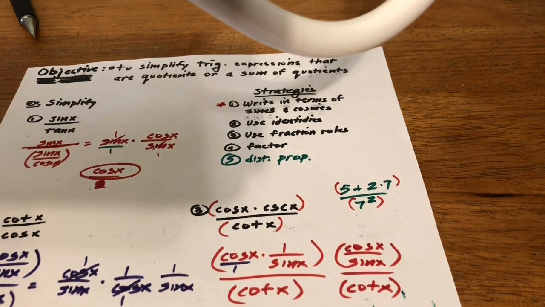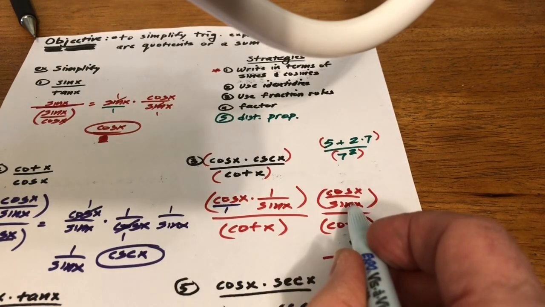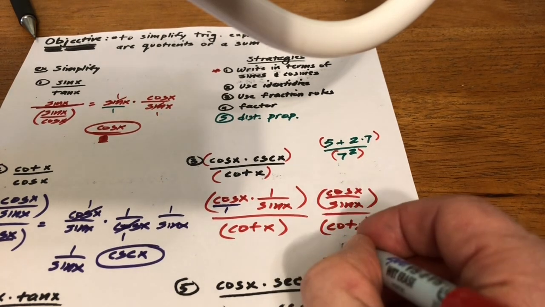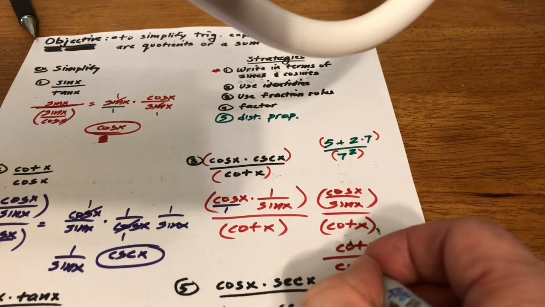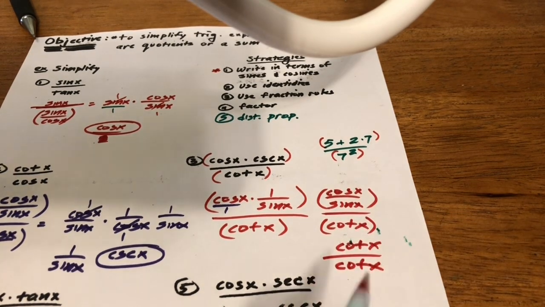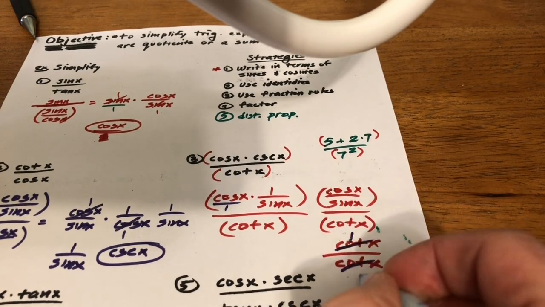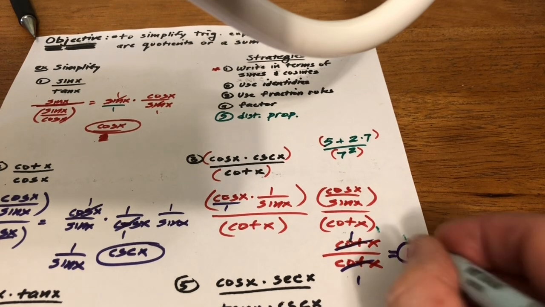Now, there are lots of ways to finish this problem up. Probably the quickest way is to realize that, hey, cosine x over sine x is really cotangent x. So the numerator here is really cotangent. The denominator is also cotangent. And now we can just cancel our cotangents, becoming 1s. 1 divided by 1 gives us a final answer of 1.